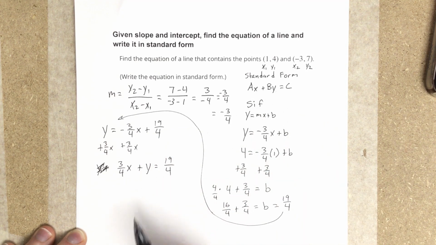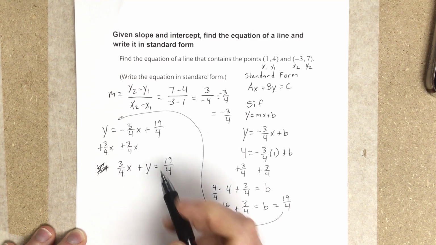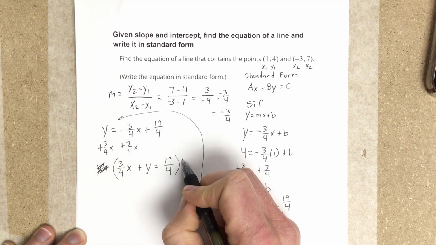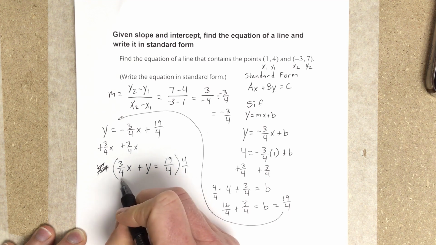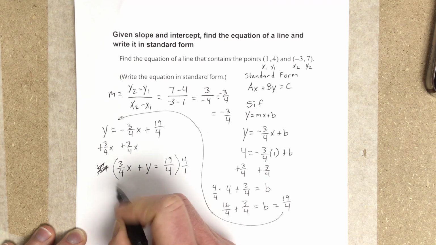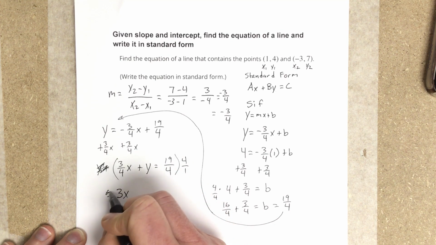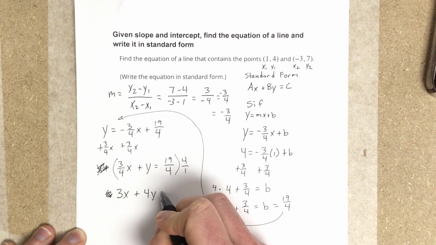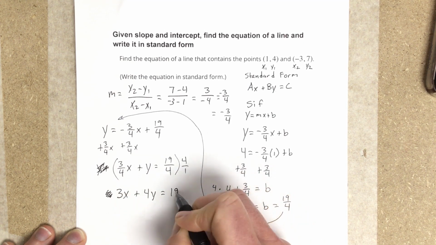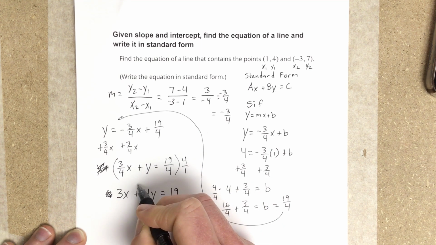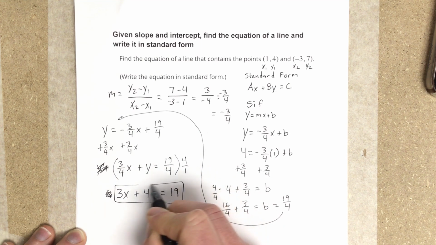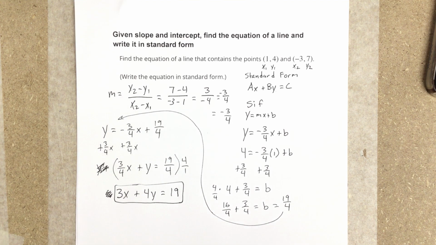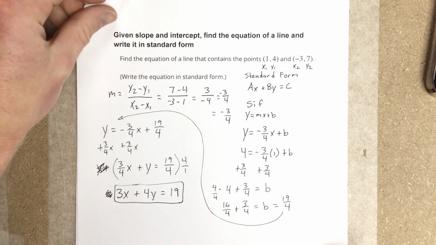It looks like standard form, except I don't want any fractions, so I'm going to multiply everything by 4 over 1. So I end up with the 4's canceling here, so you get 3x plus 4y equals 19. And that's the equation in standard form. So we're just going another step or two farther than slope-intercept form from the previous problems. Let's try a second example.